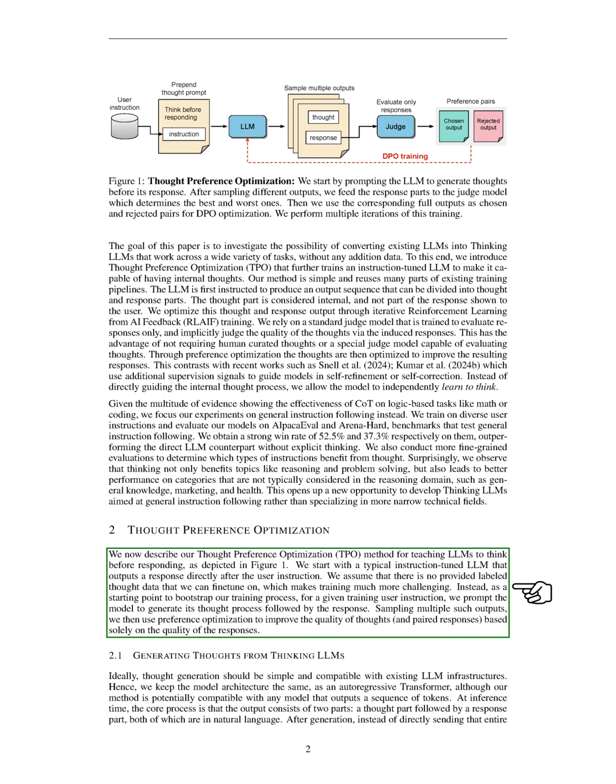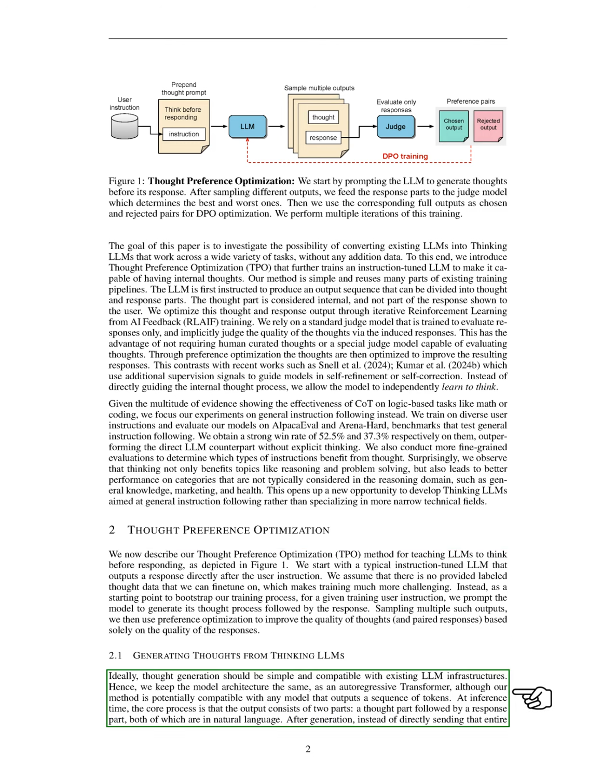For generating thoughts, we aim for a straightforward approach that fits within existing LLM frameworks. We maintain the model's architecture as an autoregressive transformer, which can work with any model that produces a sequence of tokens. During inference, the output consists of two parts, the thought and the response, both in natural language. Instead of sending the entire output to the user, we preprocess it to separate these parts and only share the response.